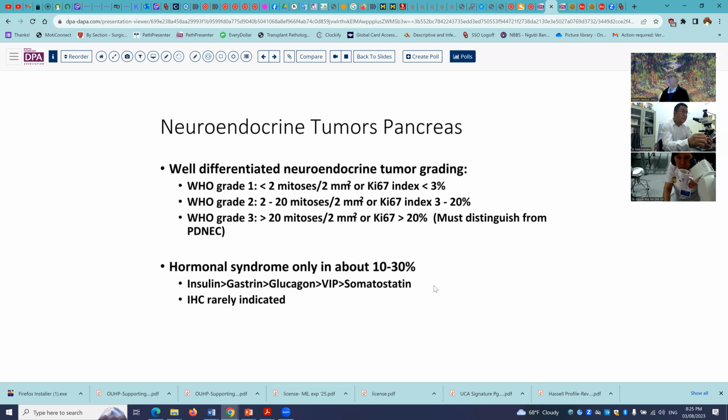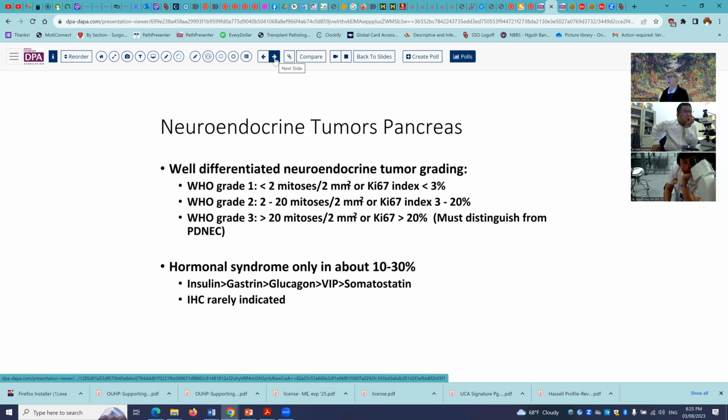Now, importantly, we don't find hormonal syndromes associated with these tumors in the majority of cases. It's sometimes 10, maybe 10 to 30% is the category. But this is not particularly important because these are usually recognized clinically, and the immunohistochemistry does not necessarily correlate with secretion. So doing immunohistochemistry for insulin or gastrin or whatever is not particularly worthwhile because it does not correspond to the clinical scenario very often.